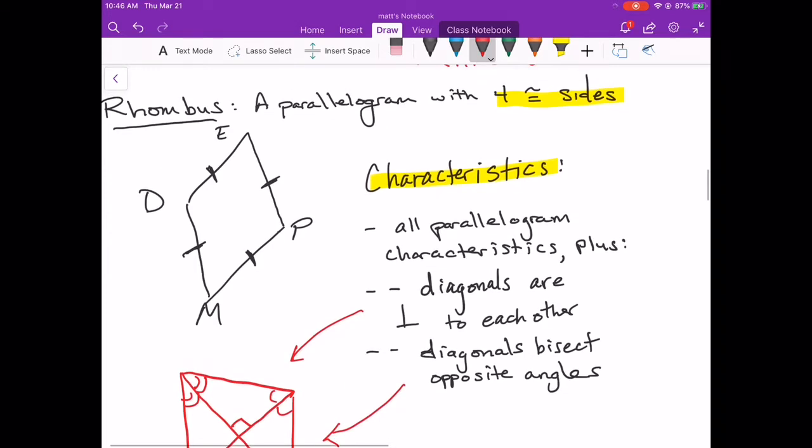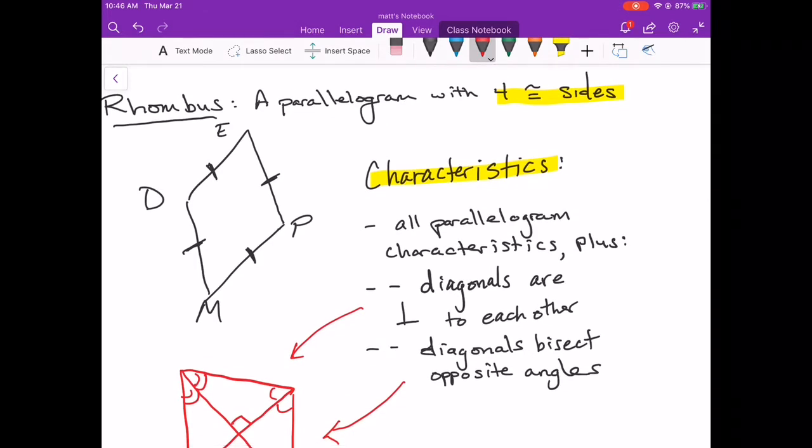Our next quadrilateral is a special type of parallelogram. It's a parallelogram with 4 congruent sides. That's called a rhombus. When you were learning about this in elementary school, you might have called it a diamond, but it's called a rhombus. And again, it's a parallelogram with 4 congruent sides.